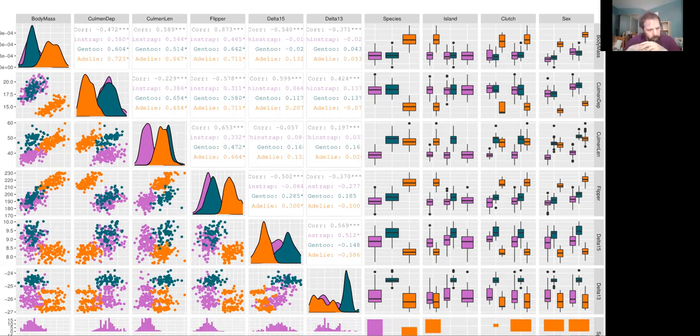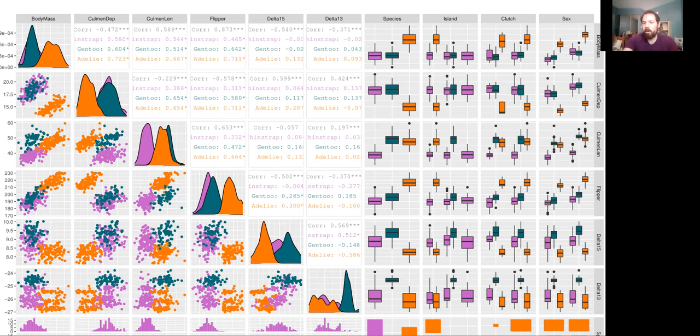Or, oh no, I have that wrong. These three, this pattern here probably doesn't depend on island because orange is only on one island. So there must be some other explanation for that. I'm not actually sure what it might be. That's your homework, investigate that.